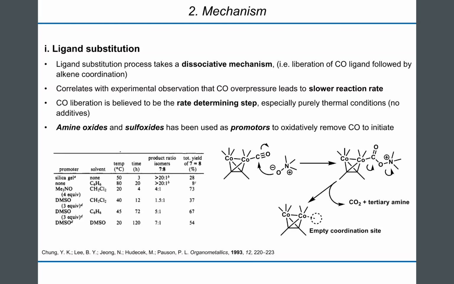Therefore, facilitating carbon monoxide dissociation would enhance the reactivity and rate, which was successfully achieved by the use of promoters. Various promotion methods have been developed, while amine oxides and sulfoxides were most successful and applicable. These oxides deliberately oxidize carbon monoxide into carbon dioxide, which cannot bind to cobalt anymore, freeing a coordination site. This leads to a lower reaction temperature and a better yield, as you can see in the chart below.